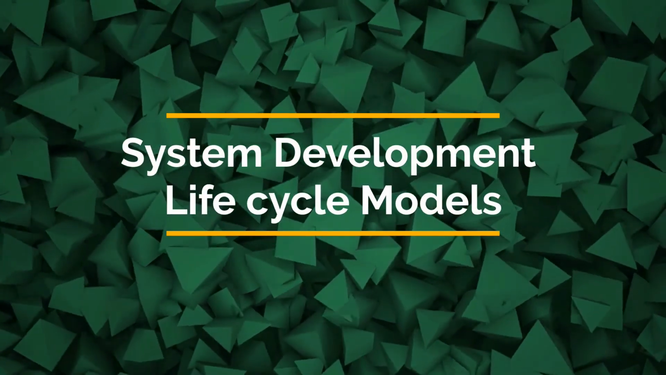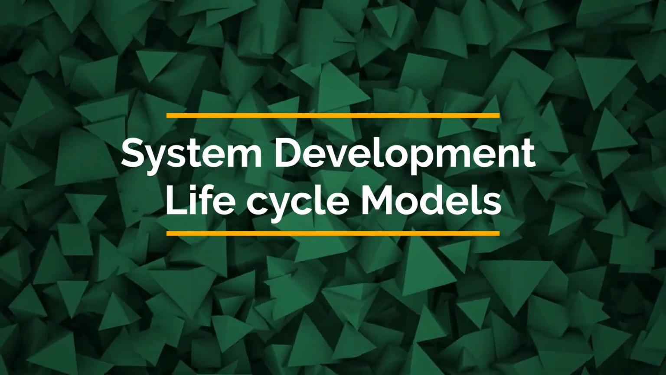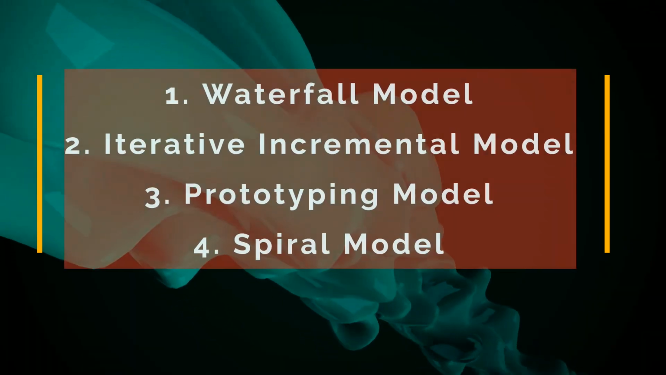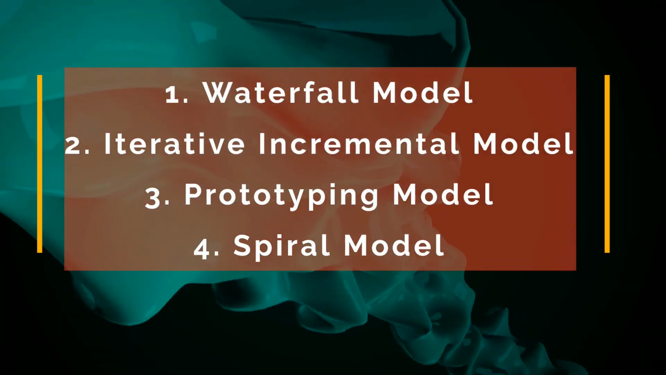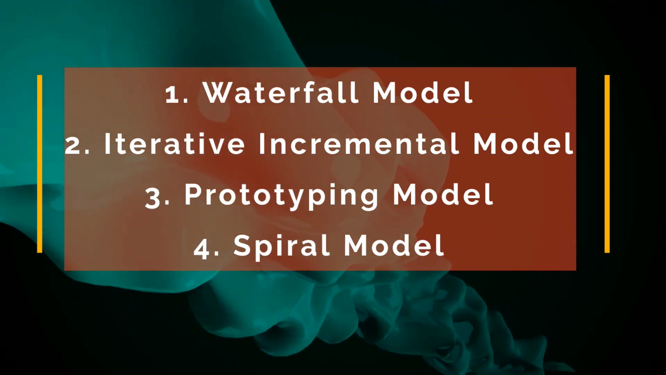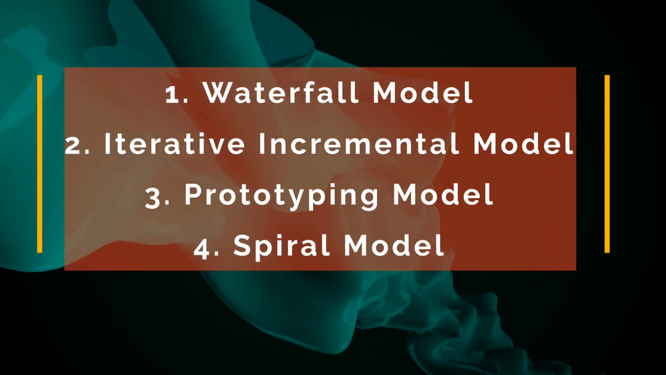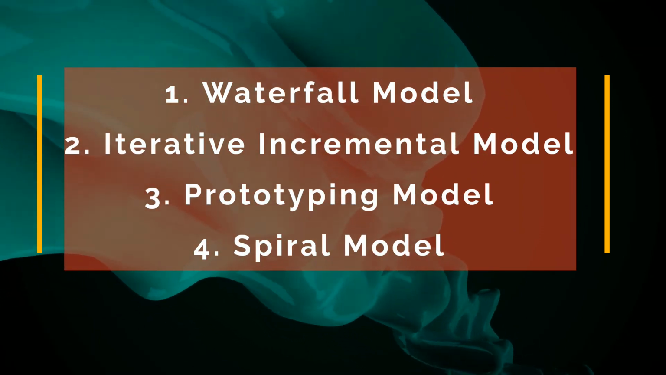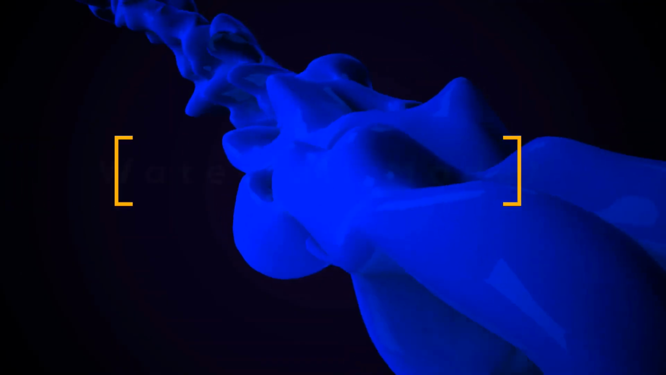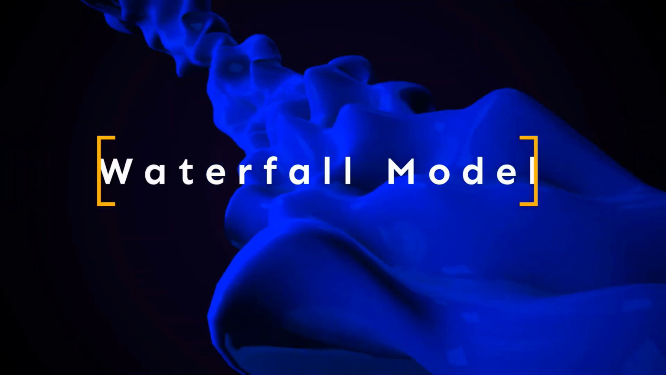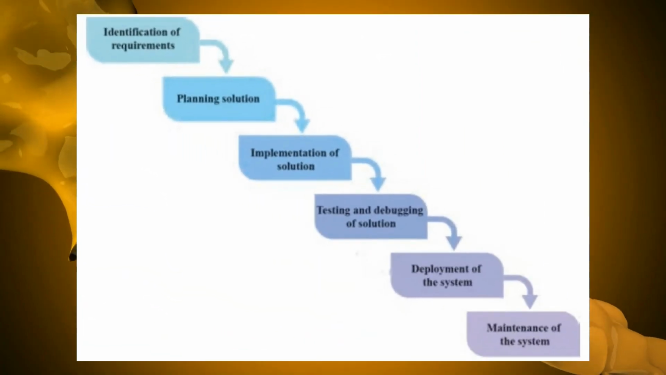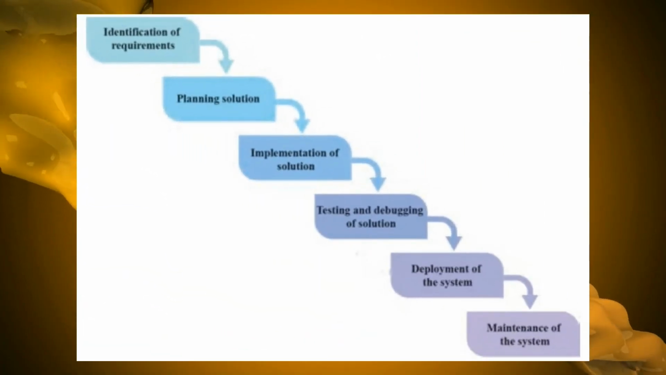Let's learn about the system development lifecycle models now. The system development lifecycle models include Waterfall model, Iterative Incremental model, Prototyping model, and Spiral model. Let's learn about the Waterfall model now. This picture includes the stages of the waterfall model.